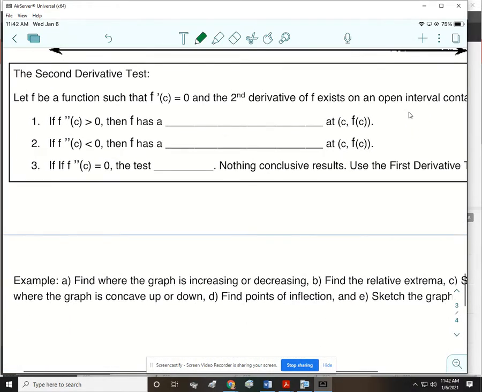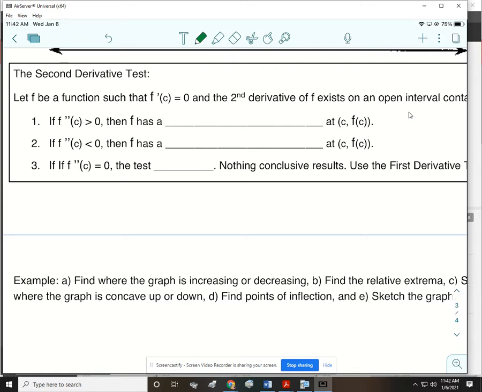So let's talk about the second derivative test. The second derivative test is used to find relative extrema, so relative maximum or relative minimum values. So we've already talked about the first derivative test, and we'll talk about it again, using the first derivative to determine extrema, but we can also use the second derivative.